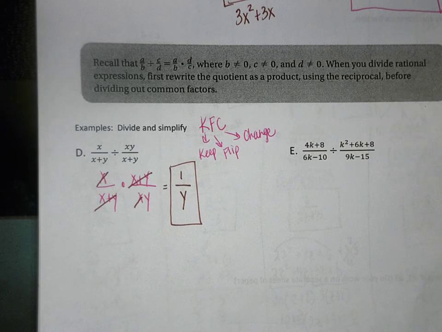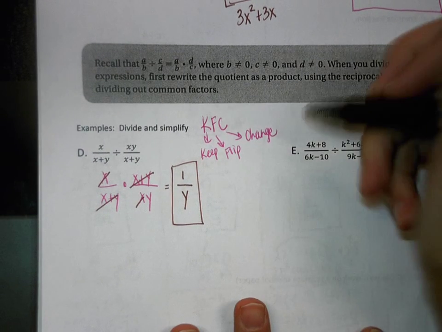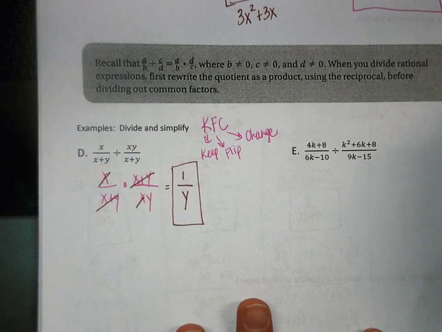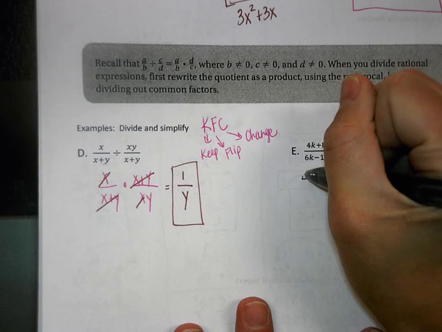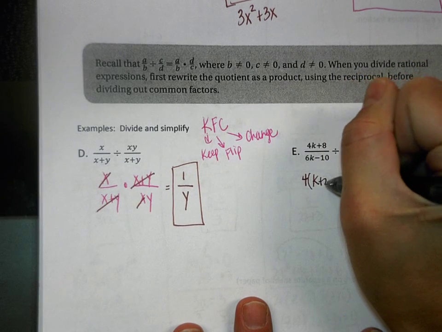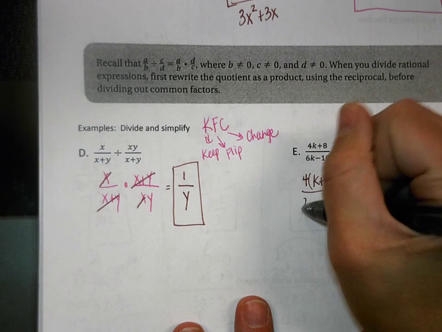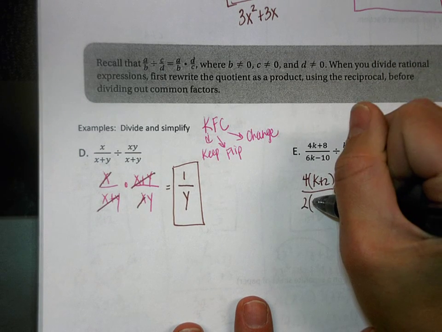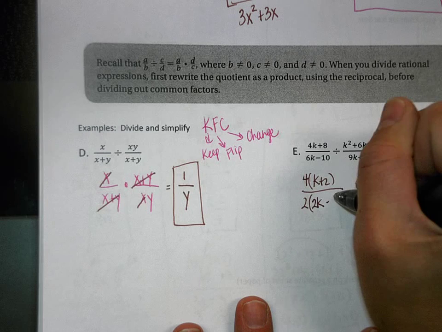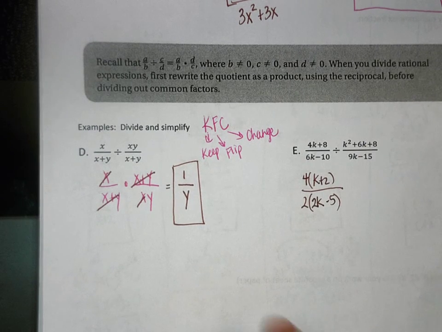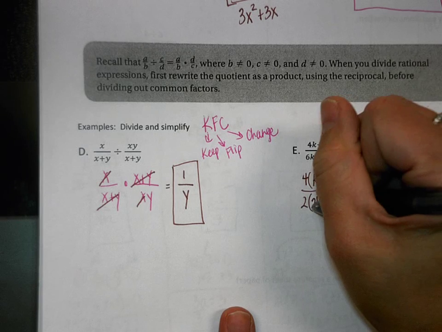I'm going to start working through it. If you're still finishing up, that's good, and then you can kind of check what I've done. So the first fraction, there's a GCF of 4, and we're left with k plus 2. The bottom here, there's a GCF of 2, and I'm left with 2k minus 5. 3k. Yes, thank you. Candy for you. Okay, 3k minus 5.